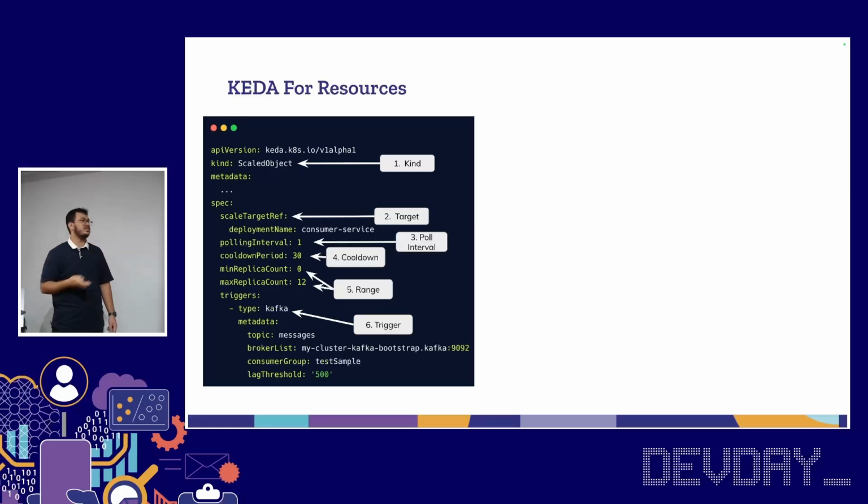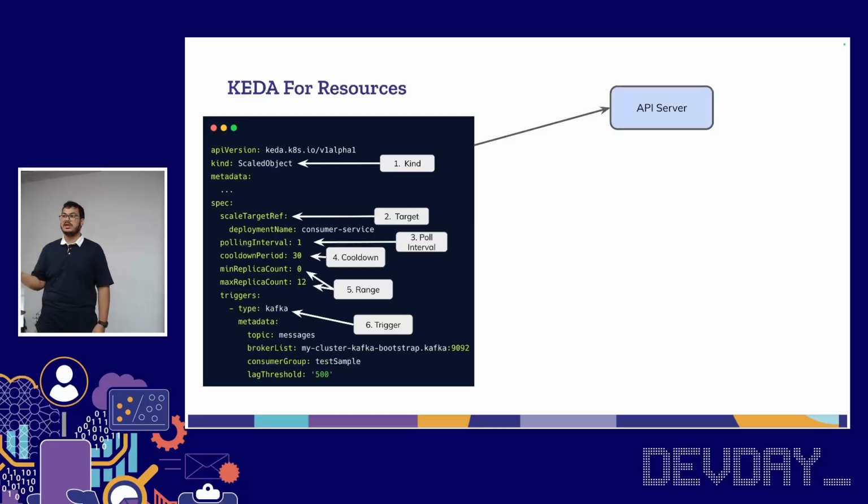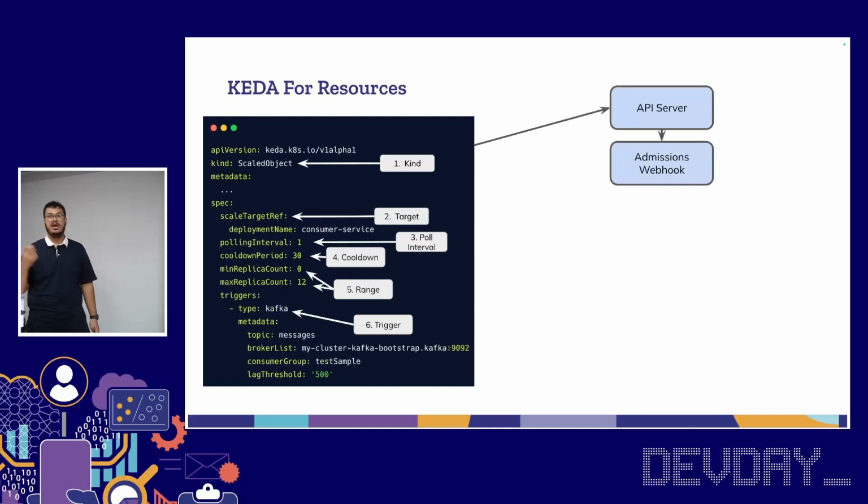So whenever you create a scaled object for this consumer service, you would create it by some kubectl command, and the API server will register this scaled object. And once it registers it, KEDA has a component for an admission webhook. Basically, KEDA's webhook is called. It looks at the fields that you have defined in the scaled object and validates whether or not they are correct. It also does some other validation, such as you can only have one scaled object for a particular deployment. You can't have more than one. So it does such validations.